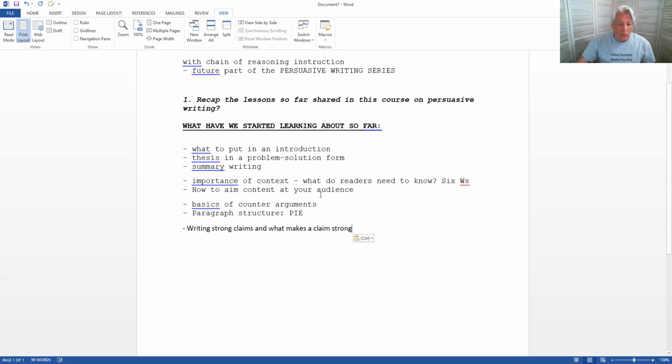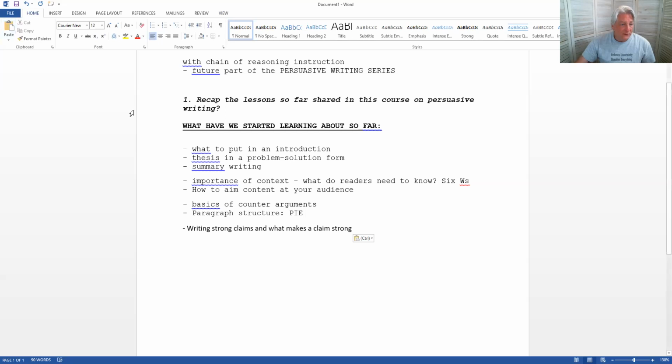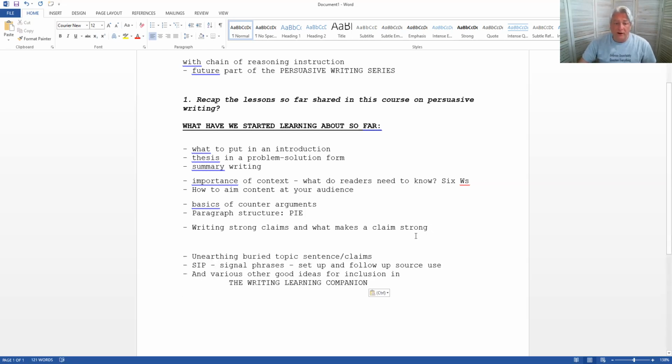Writing strong claims and what makes a claim strong. So you'll notice that my font changed, which is really annoying, so we'll just do that. Writing strong claims and what makes a claim strong is something that we focused on. And then the last things here are unearthing buried topic sentences and claims. So presumably that will always be a lesson that precedes this one, in which you work on paragraphs by identifying topic sentences that make claims that are buried at the bottom of a paragraph and moving them up so that they are leading the paragraph.